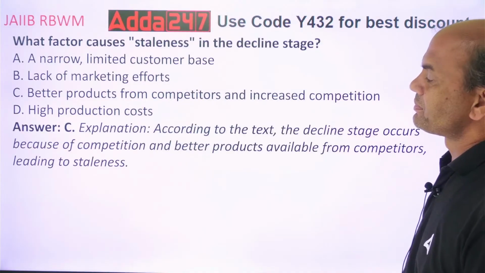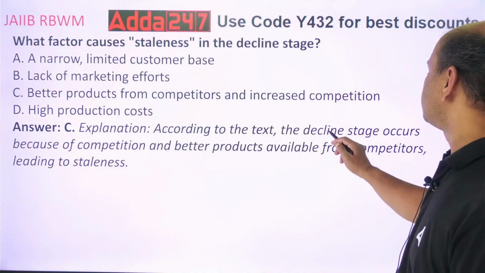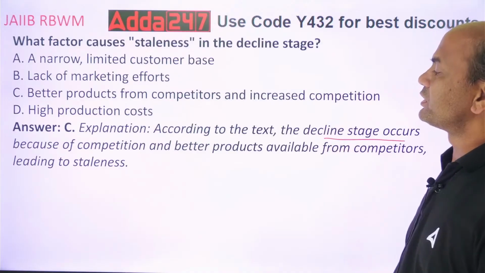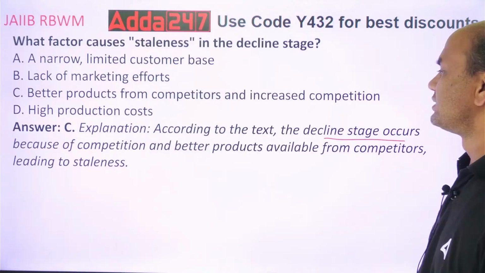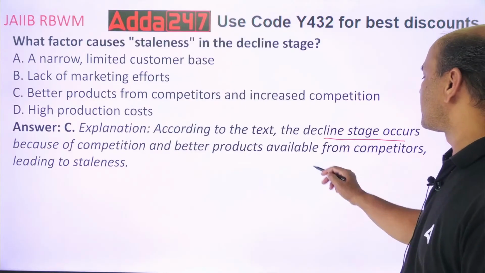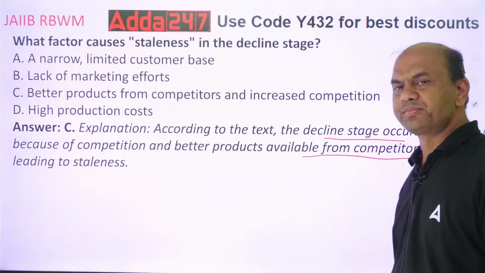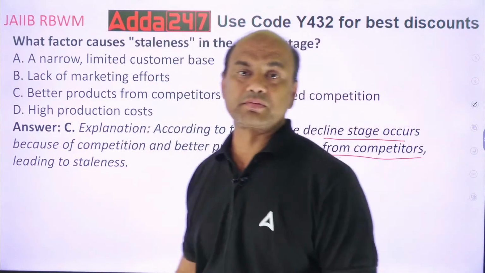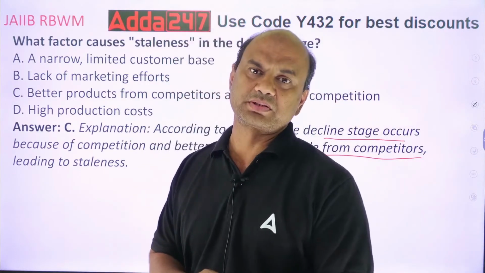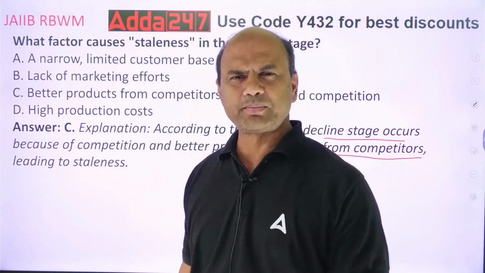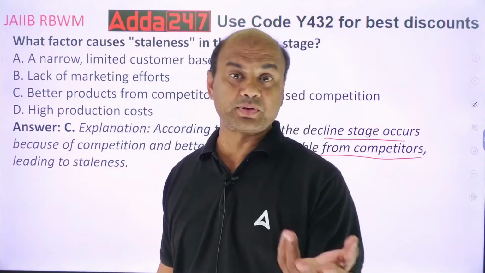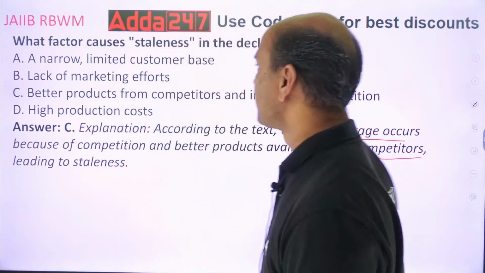C. The decline stage occurs because of competition and better products available from the competitors, leading to staleness. Better products from the competitors, right? Products are better. Others are giving you better products than what you are giving. Obviously, people will buy from them, isn't it? Cost effective it might be. Got it?